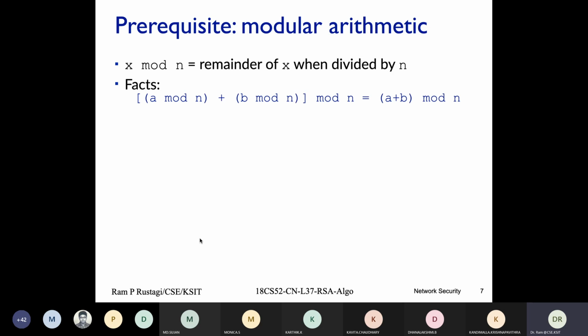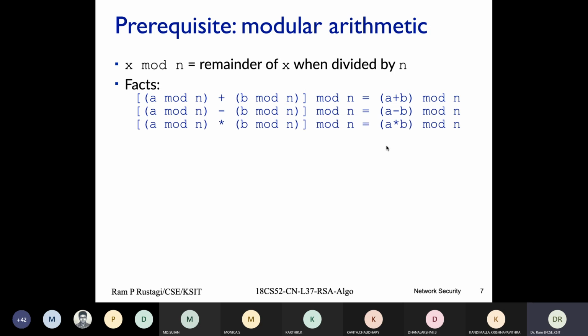We know that if we take numbers a modulo n plus b modulo n, taken modulo n, it is equal to (a plus b) modulo n. Similarly for minus: a modulo n minus b modulo n, modulo n, gives you (a minus b) modulo n. It is applicable to multiplication as well: a modulo n times b modulo n, and take modulo n further because multiplication can give you a larger number, and you get (a times b) modulo n.